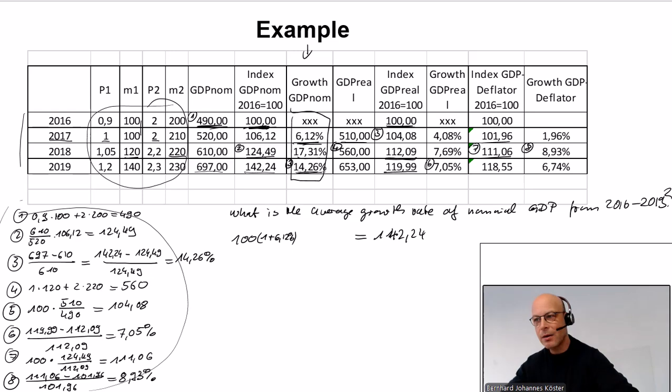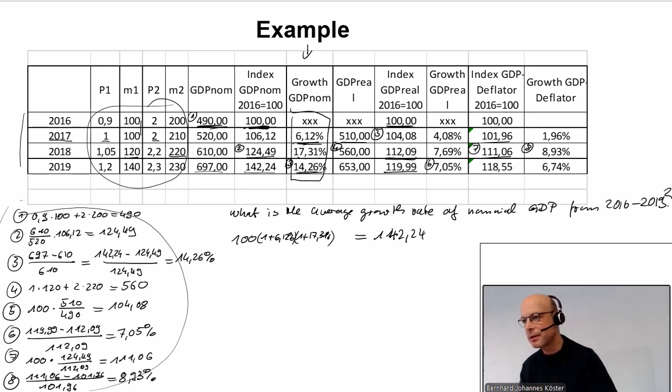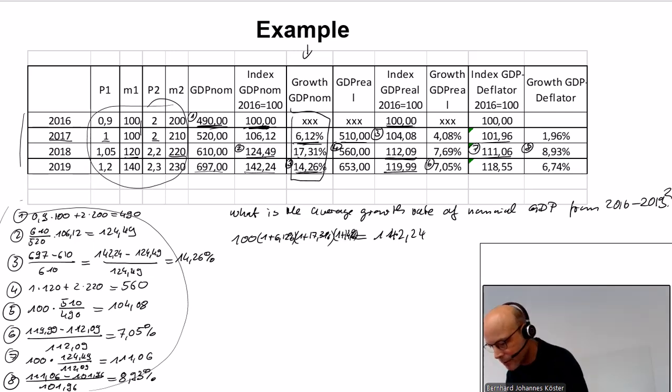17.31%. So now taking this number 106.12 again times 1 plus 17.31%, and the last one is 1 plus 14.26%.